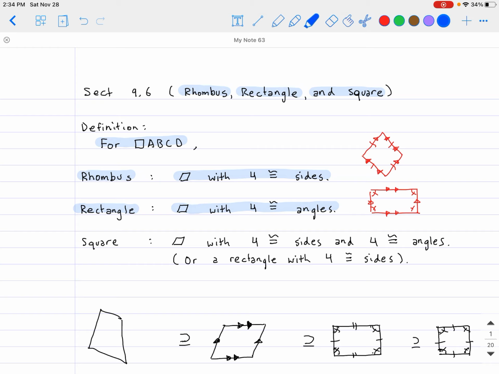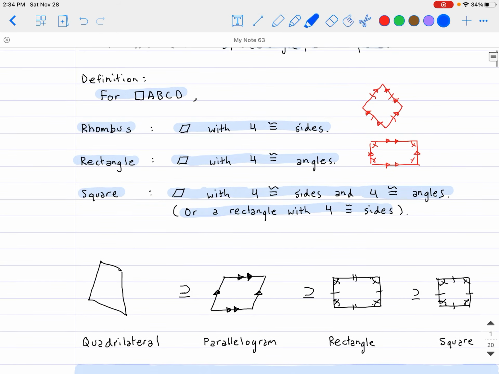And then finally, for the last one, we have a square, which is defined as, once again, a parallelogram, but this time a combination of the rhombus and the rectangle, where all four sides and all four angles are congruent. Or, simply put, you can say that it's a rectangle with all four congruent sides. Or you can even say that it's a rhombus with all four congruent angles, okay?